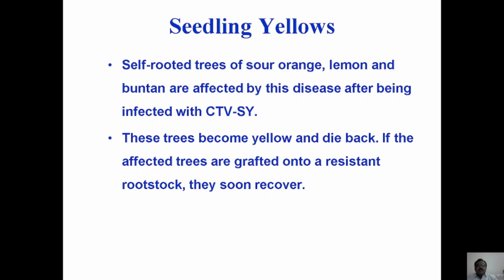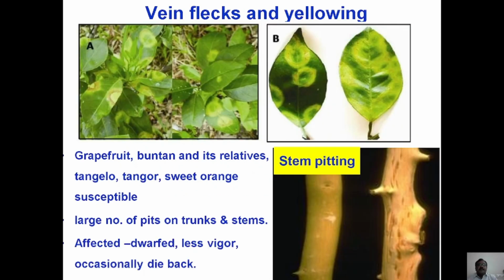Trees are affected by this disease after being infected with the severe strains of citrus tristeza virus. These affected trees become yellow and show the dieback symptom. If the affected trees are grafted onto resistant rootstock, they soon will recover. And this is the typical vein flecking and yellowing of leaves due to infection by the Citrus virus.